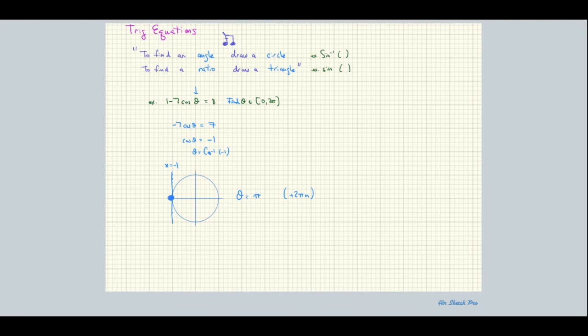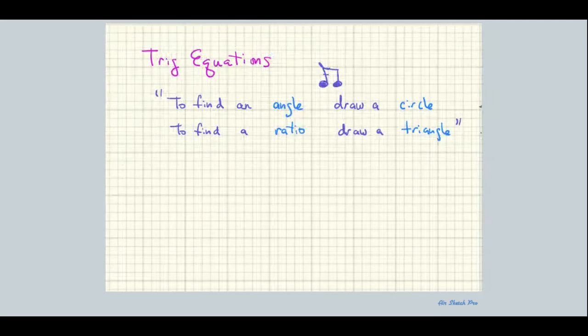This time, a slightly different example, where we have to move things around with reciprocals. So my new example this time is going to have a secant in it: 4 root 3 secant of theta plus 7 equals negative 1. It's still just another linear equation to solve. So let's do it.